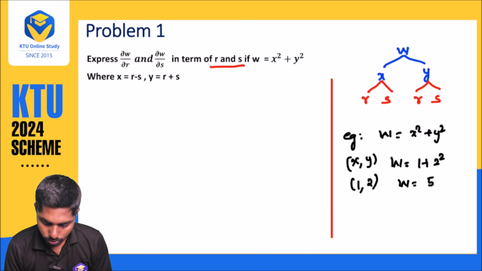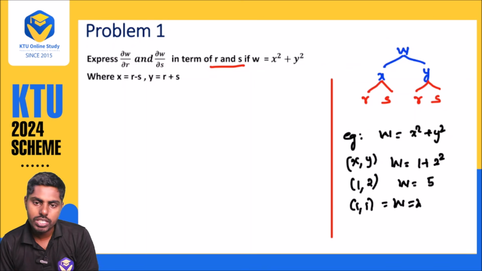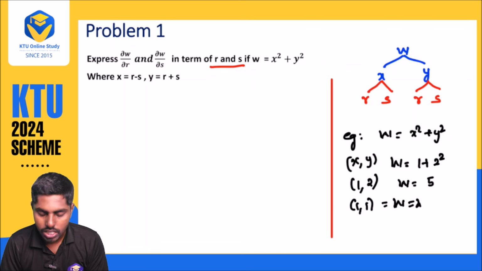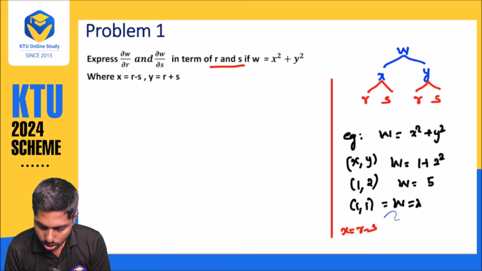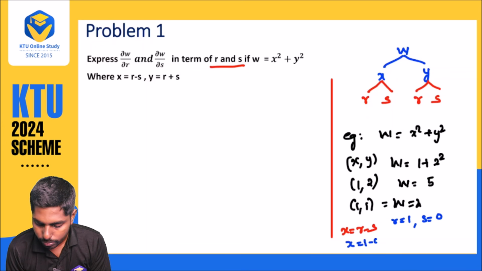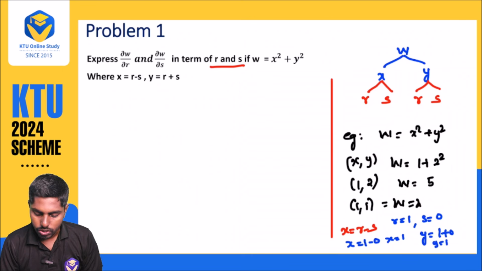Suppose I change the values to 1 comma 1, what will happen? w is equal to 2. That means our w value is entirely depending upon our x and y values. Similarly, for x and y: x is equal to r minus x. If I substitute r equal to 1 and x equal to 0, then x is equal to 1 minus 0, so x is equal to 1. Similarly y is r plus x, substituting gives 1 plus 0, so y is equal to 1. So the x and y values are entirely depending upon r and x.